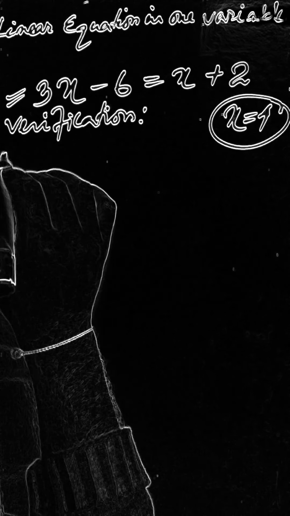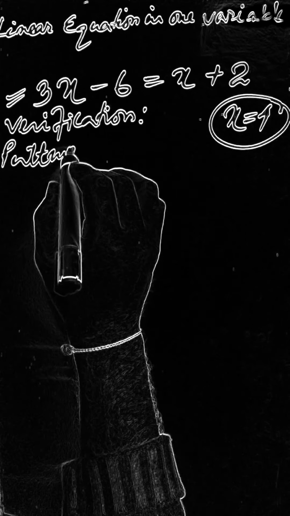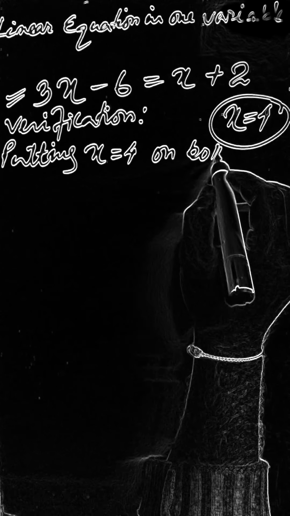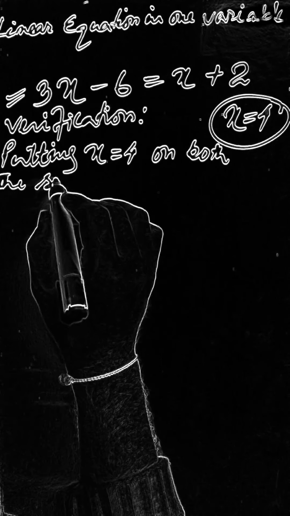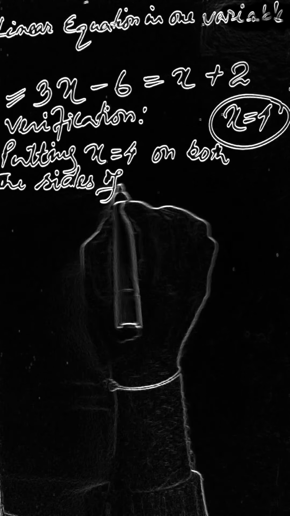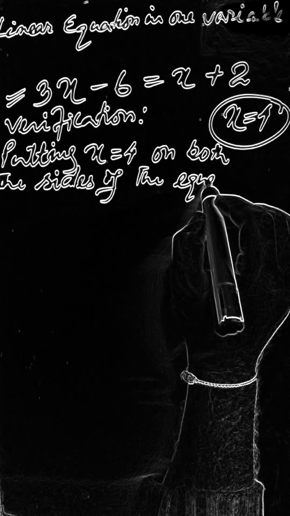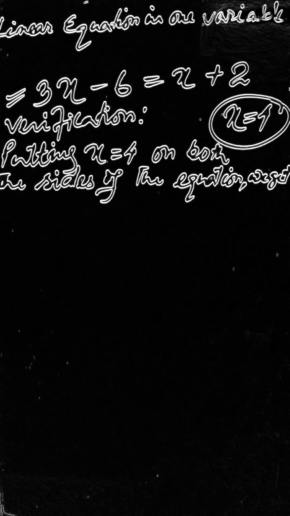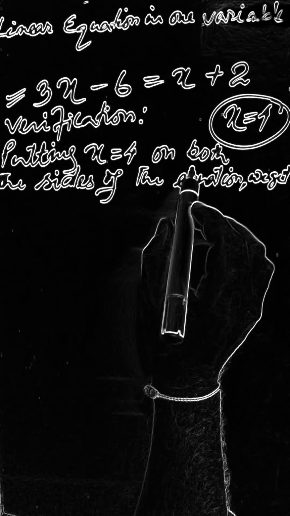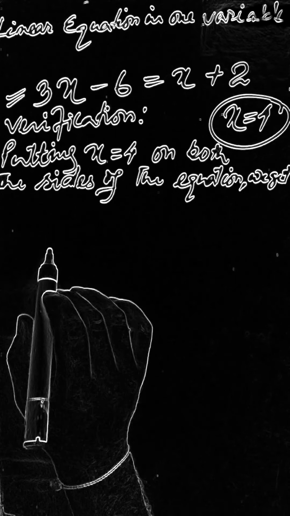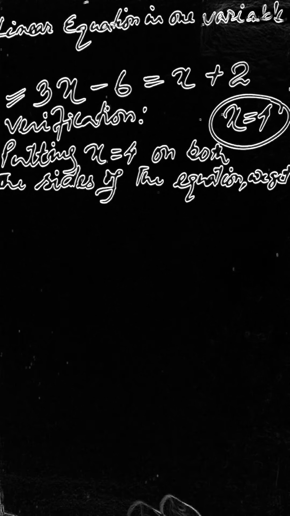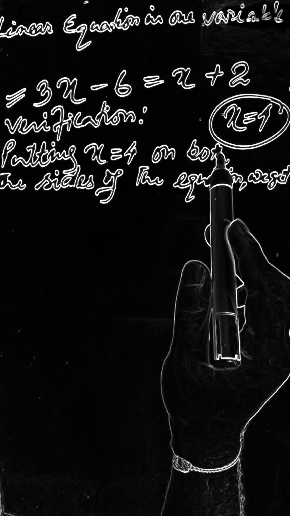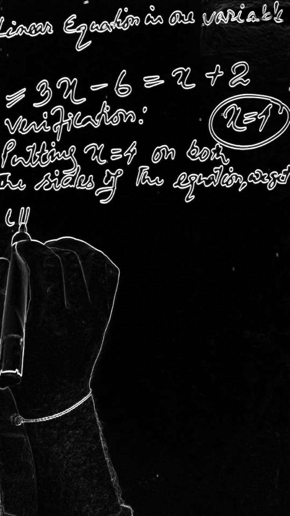So putting x equal to 4 on both the sides of the equation, let us see what we get. Why am I writing here on both the sides? Whichever side has the variable x, we will take. Even on the left hand side there is x, even on the right hand side there is x. So first let me take the left hand side.